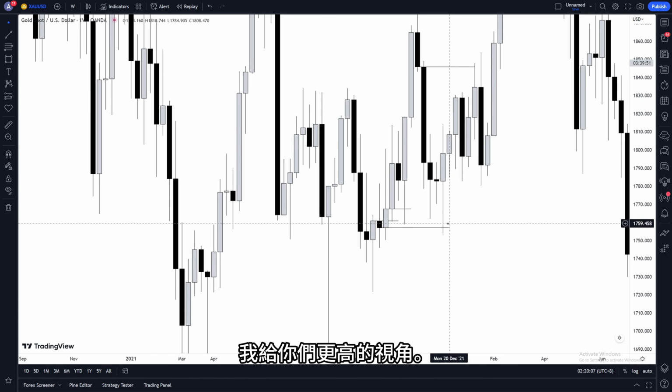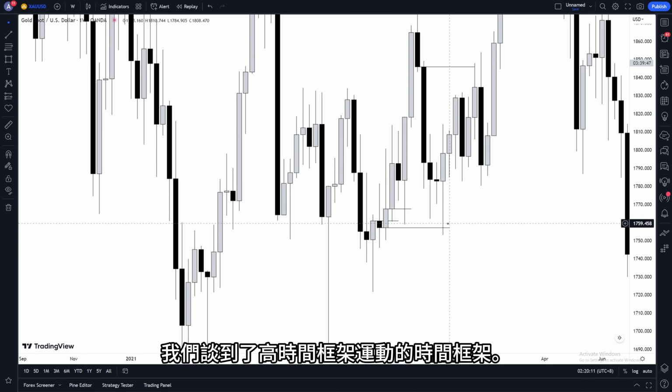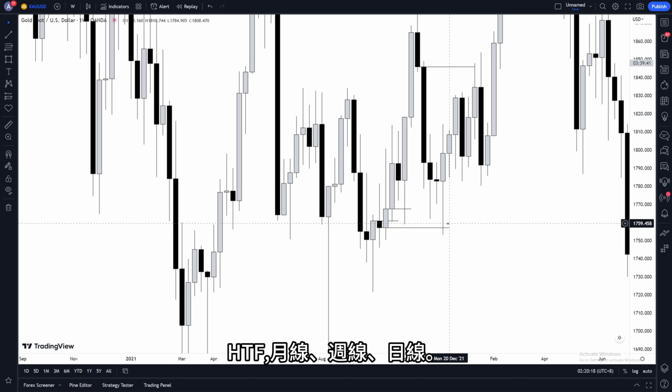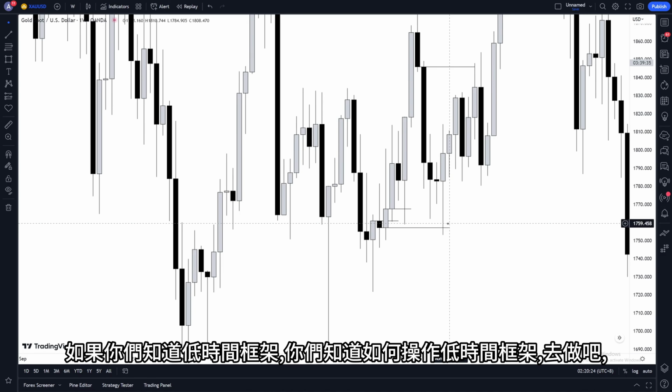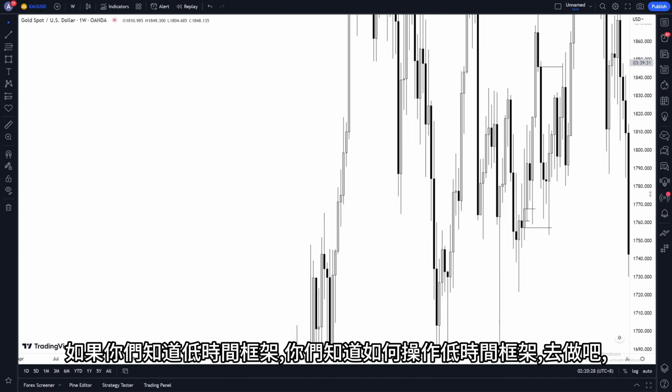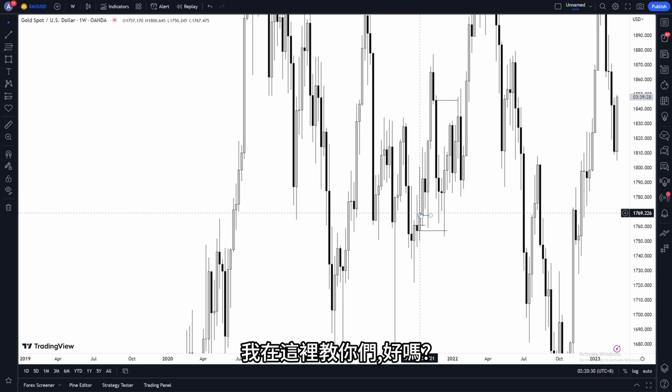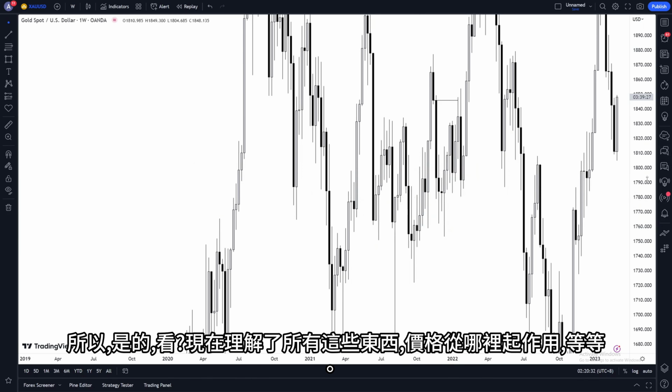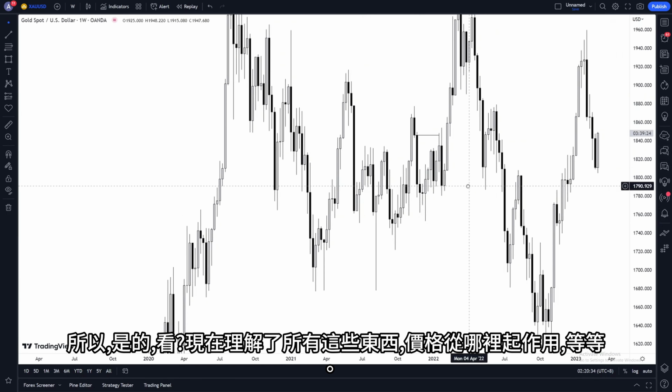Now, a quick recap of the previous video. We talked about the time frames for higher time frame movements. What are the time frames considered higher time frames? What are the time frames considered lower time frames? HTF: monthly, weekly, daily. LTF: H4, H1. If you know how to play and operate lower time frames, go for it. I'm here to teach you what I'm here to teach you. So understand now where price is playing from, etc.